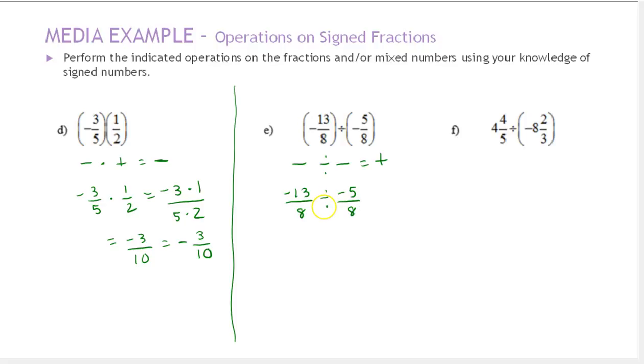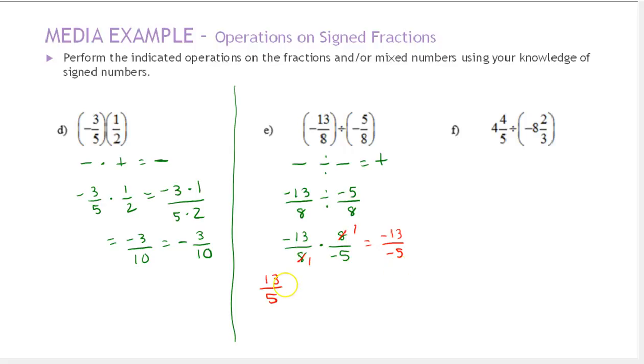Okay, change division to multiplication and reciprocate. Negative 13 over 8 times 8 over negative 5. Now I see that there's a common factor of 8. I want to cancel that out. 8 divided by 8 is 1. And now we have negative 13 over negative 5. Well, this is equivalent to positive 13 over 5, since a negative divided by a negative is positive.